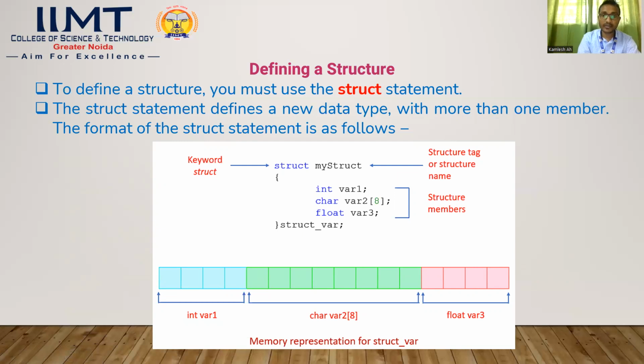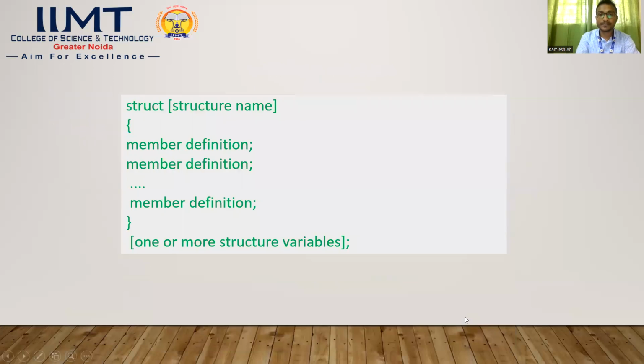Actually, integer variable contains 2 bytes of memory, character variable contains 1 byte of memory, and float variable contains 4 bytes of memory. This is the type of memory allocation in memory. This is the structure body. This is the structure name and member definition. This is the body of structure. And if a variable is created, then it must be written here.